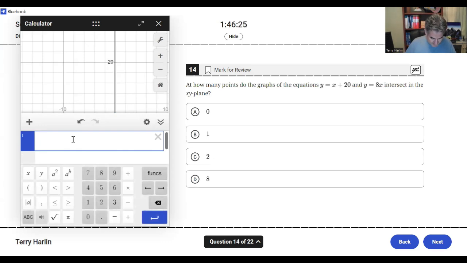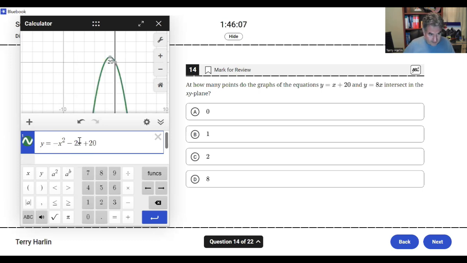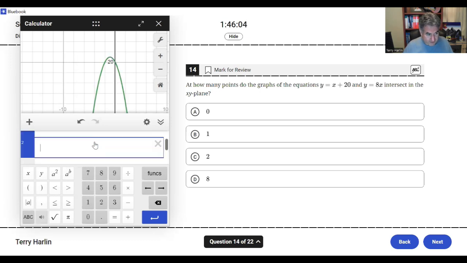So let's say y equals negative x squared minus 2x plus 20. Okay, and let's make the other equation y equals 8x. So y equals 8x. And let's see where they cross, how many times they cross here.